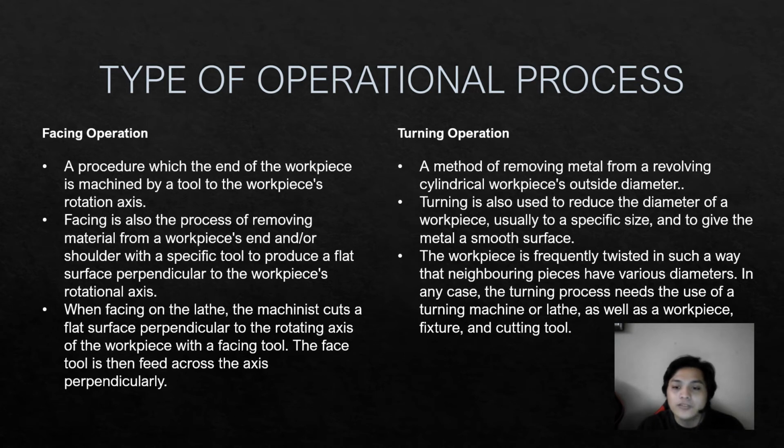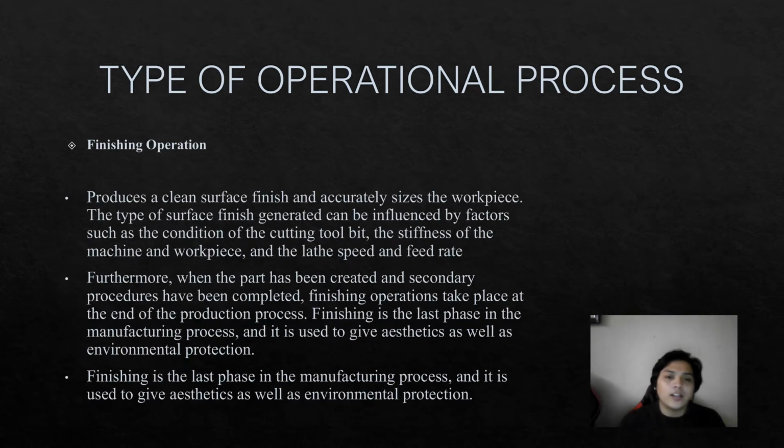This workpiece is frequently turned in such a way that neighboring pieces have various diameters. In any case, the turning process needs the use of a turning machine or lathe, as well as the workpiece, fixture, and cutting tool. The last part of the process is the finishing process.